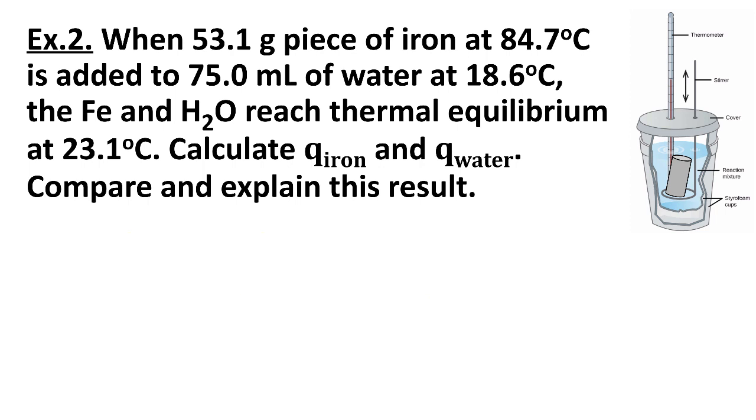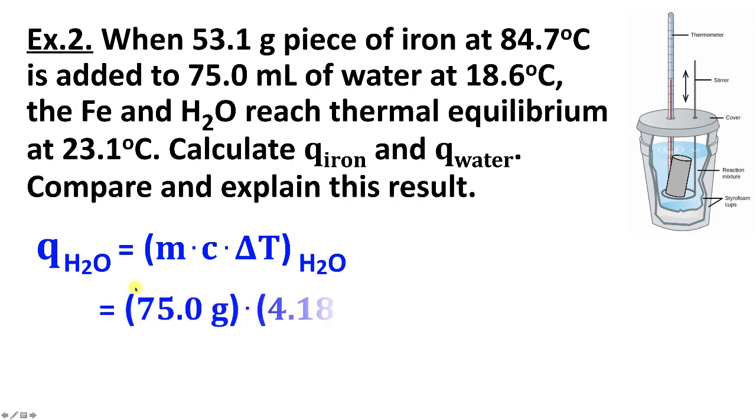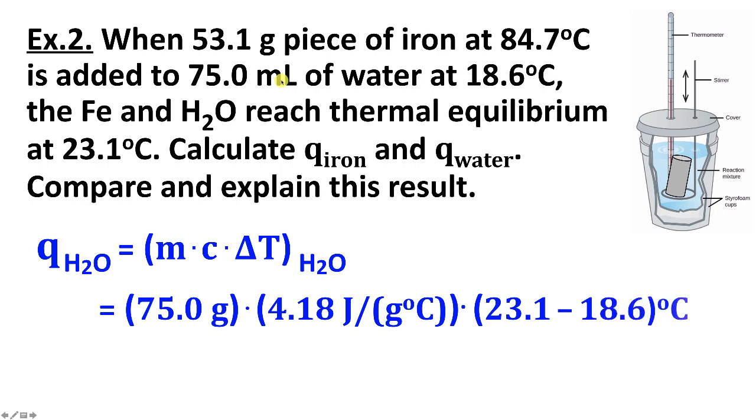Okay, now let's try the same thing for water. Q water equals mc delta T water. We're given the values for some of the quantities in the problem, and then the specific heat of water is a look-up-able value. We're going to use the fact that the density of water is 1 gram per milliliter, so 75 milliliters of water is 75 grams of water. Specific heat of water is 4.18 joules per gram degree Celsius. We looked that up. And then the final temperature of the water is the same as the iron, 23.1 degrees Celsius. Initial temperature of the water is lower, 18.6 degrees Celsius.